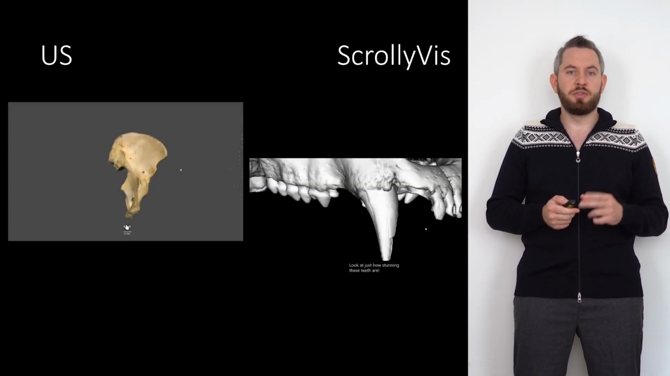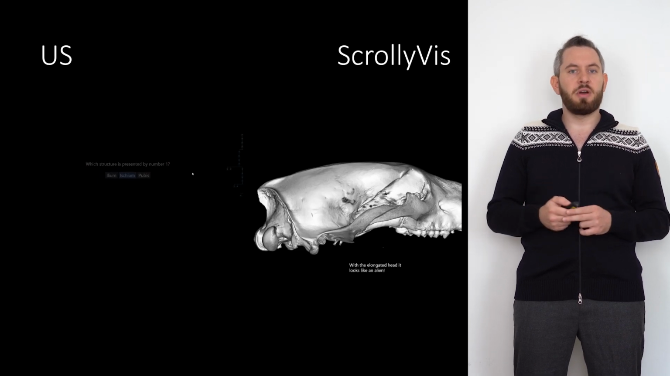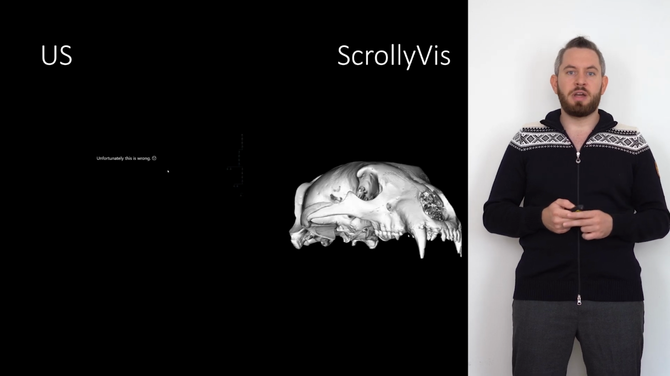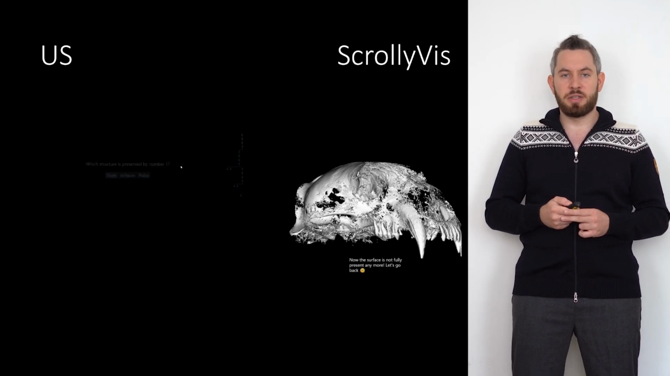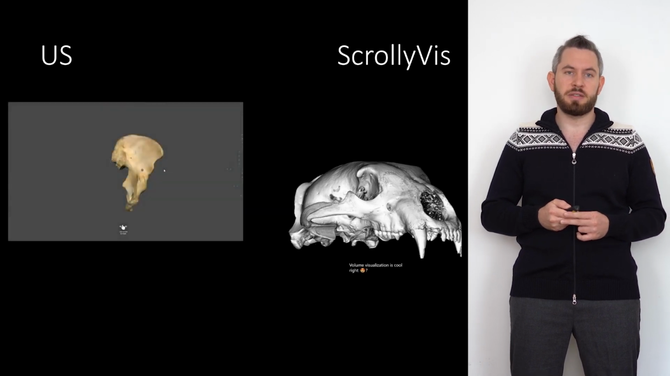So you see here two stories that we created with our web-based editor, and they both use very complicated media. On the left, a surface representation of a hip bone, and on the right we see the skull of a bear with actual direct volume rendering and ISO surface rendering in this case.